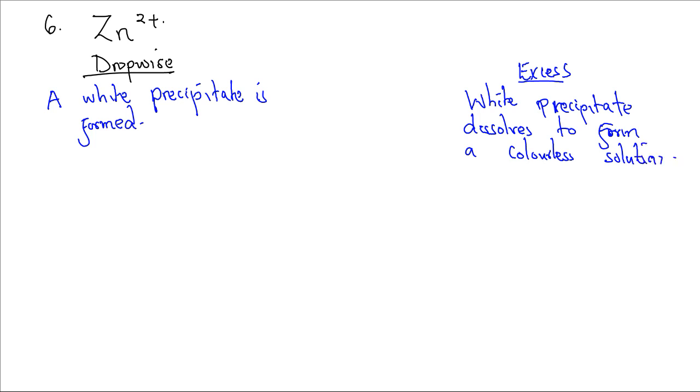So that is due to formation of a complex ion. Let's look at the case of a few drops, where we have said that it will give a white precipitate, but in excess, the white precipitate dissolves to form a colorless solution.